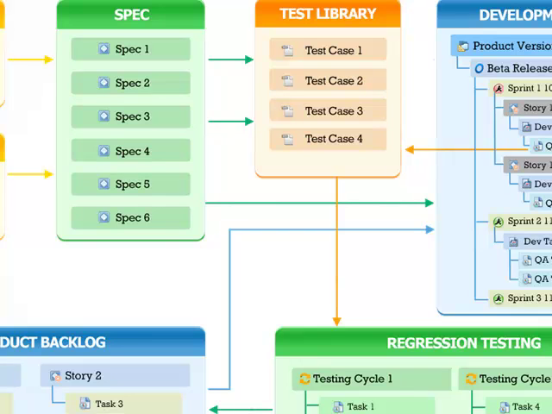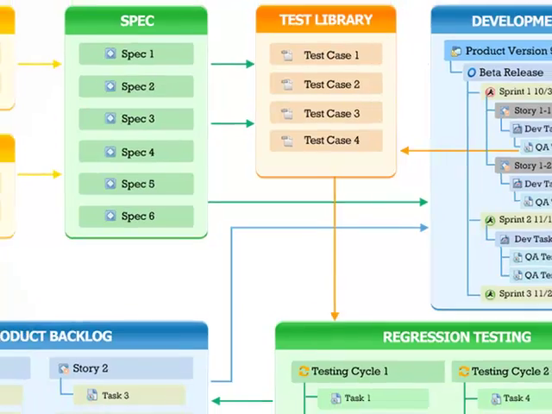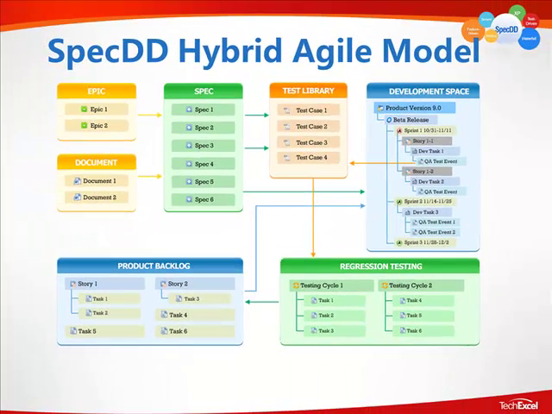Now these testing cycles, as you can see, clearly drawn out, are independent of the development space. Their input is the test library, and you'll have your different testing cycles. In some cases, the testing cycles may match up with the development sprints, and in some situations they might not. It's not mandatory for the two to sync exactly within SpecDD.